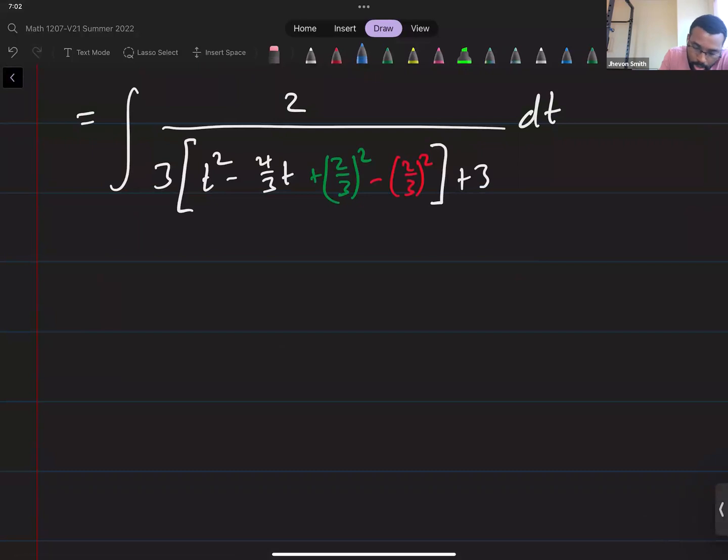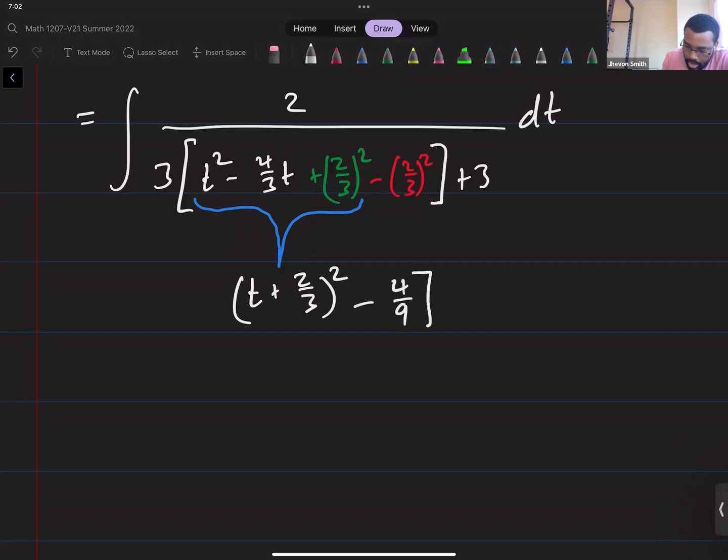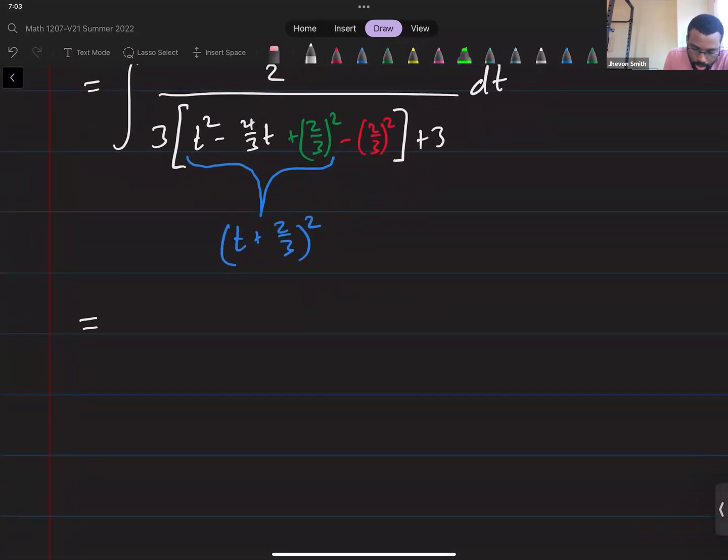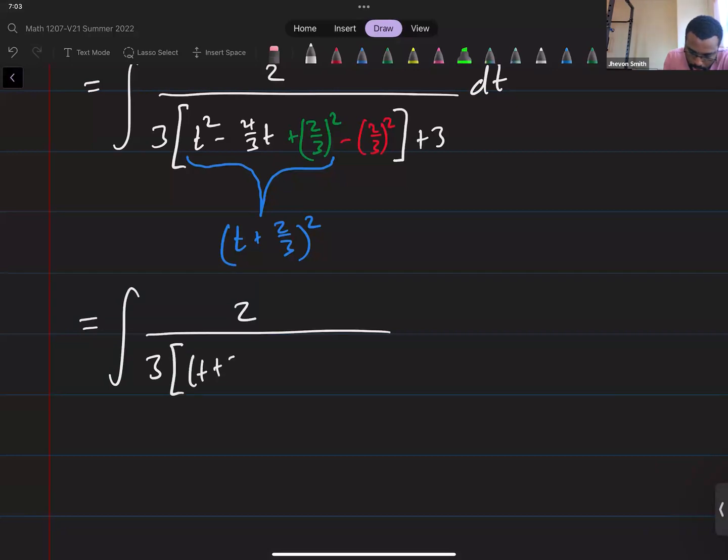Now the first 3 terms become a complete square. They're just going to be t plus the thing inside the parentheses that you added, all squared. Now this guy left over here is going to be 4/9. Let me put this in a different color. So that's what that is. So then my entire integral would look something like 3 times t plus 2/3 squared minus 4/9 plus 3 dt.